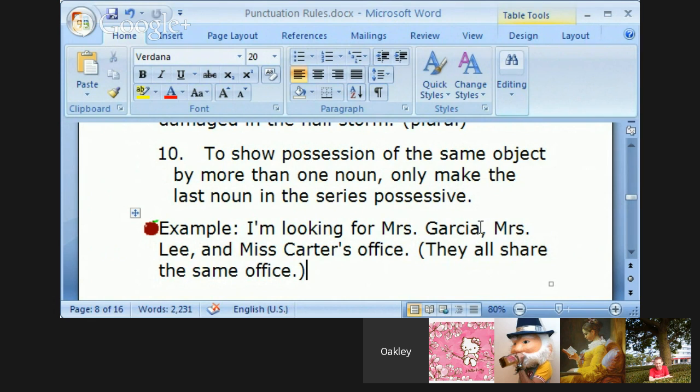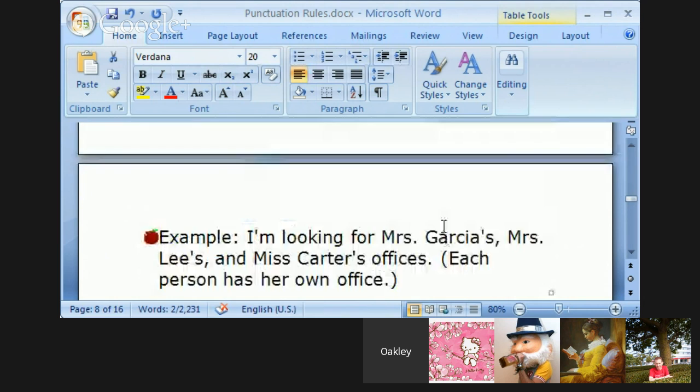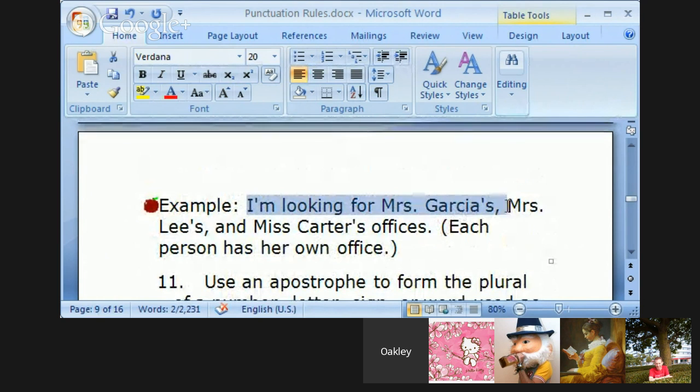Now, if I did, okay, Heidi, what would it mean if I said I'm looking for Mrs. Garcia's, Mrs. Lee's, and Miss Carter's office? They all have their own separate offices. I'm looking for three offices. In fact, if you use the possessive for Mrs. Garcia here and Mrs. Lee, you would definitely have to say offices, not office. If more than one person possesses or owns the office, there it is: I'm looking for Mrs. Garcia's, Mrs. Lee's, and Miss Carter's offices.